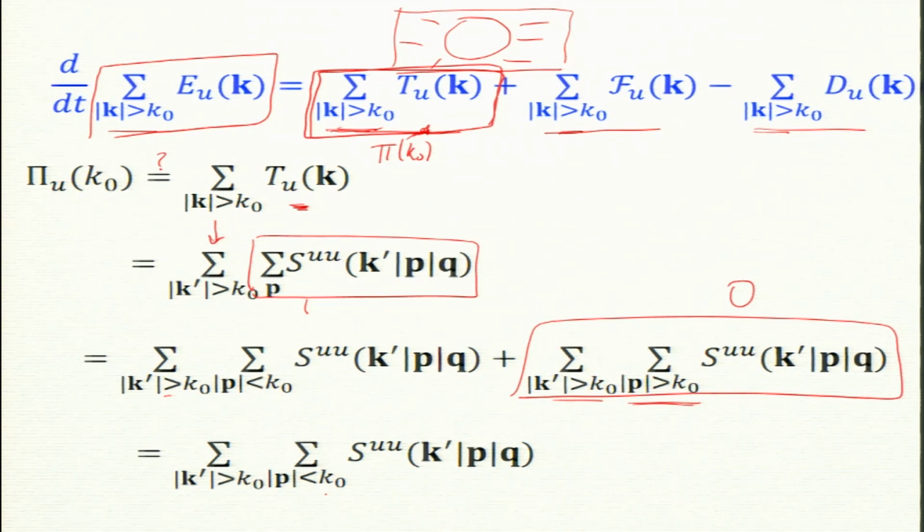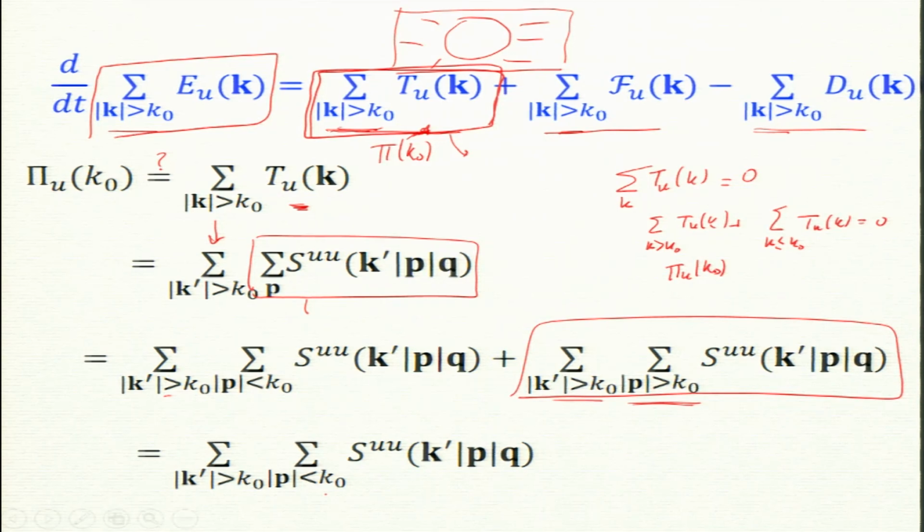Now, if we sum T_uk over all k, then what will I get? 0. We showed this is 0. That means, from here, the sum of T_uk for k greater than k naught plus the sum for k less than or equal to k naught is 0. This is pi_uk naught. So this must be equal to minus pi_uk naught.